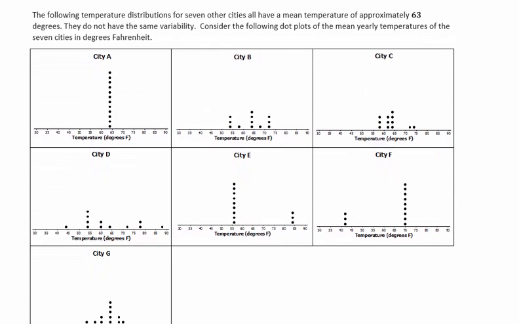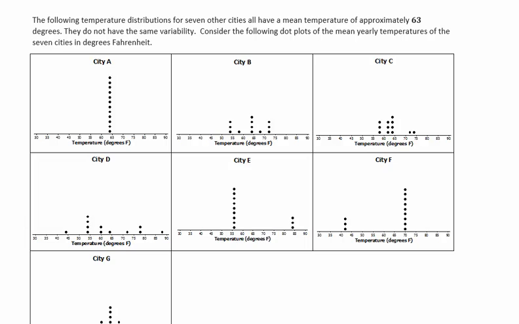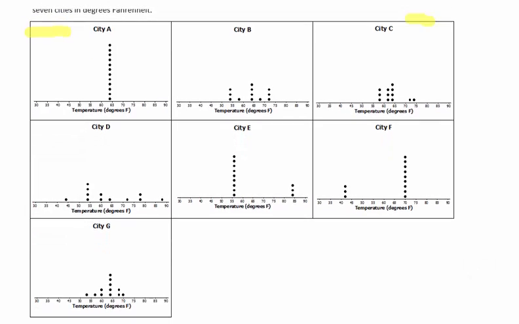So let's look at these exercises using that information from yesterday. Exercises 1 to 3. The following temperature distributions for 7 other cities all have a mean temperature of approximately 63 degrees. They do not have the same variability. Consider the following dot plots of the mean yearly temperatures of the 7 cities in degrees Fahrenheit. So again, what is their mean temperature? Well, their mean temperature is 63. So all of these have a mean of 63.